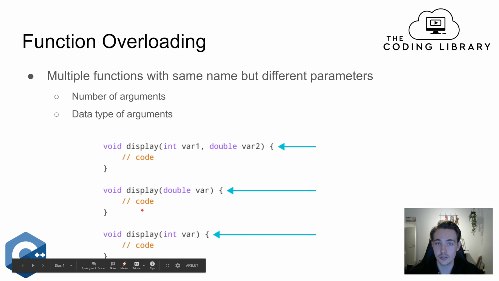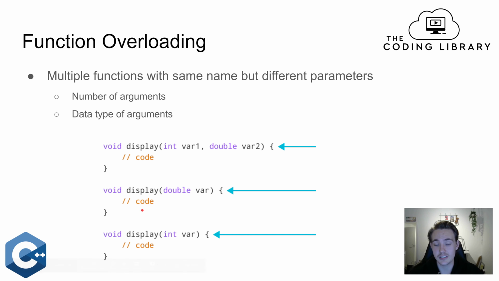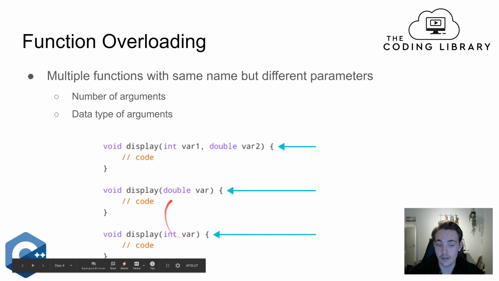We have a function with the same name but with a different number of arguments. In this case we have this double parameter here, and we can overload again where we only take one argument, but they have different data types.